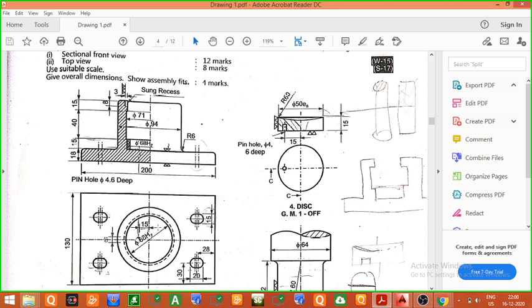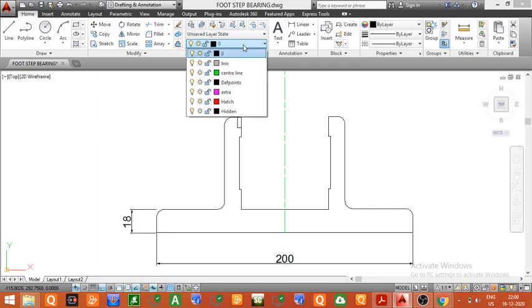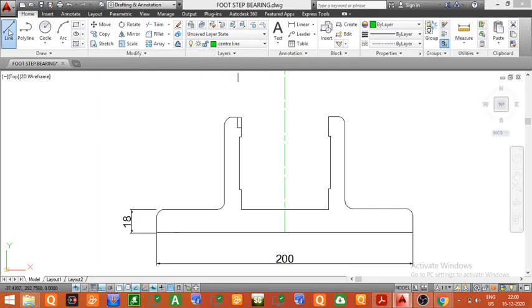Now what are the dimensions of the hole? The hole has a diameter of 4 mm. You can see here it is given, pinhole diameter 4 and 6 mm deep. So the hole is 6 mm deep and the diameter is 4 mm. So here we have to show a cylindrical hole of diameter 4 mm and height 6 mm. Now we will show the hole. In order to show the hole, first you have to mark the center of the hole. Now from this point we have to mark the center of the hole at a distance of 15 mm.